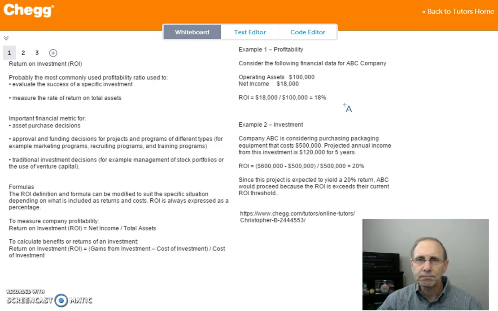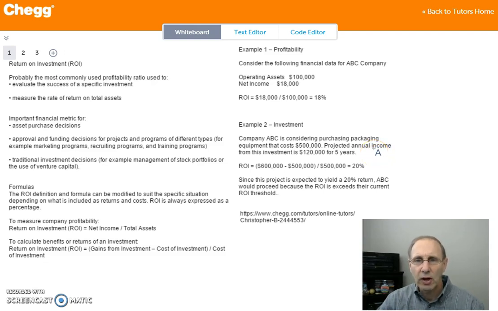Now in example 2, we're going to modify the formula to calculate ROI for a specific investment. In this case, company ABC is considering purchasing packaging equipment that has an initial cost of $500,000. The projected annual income from this investment will be $120,000 for a 5-year period.